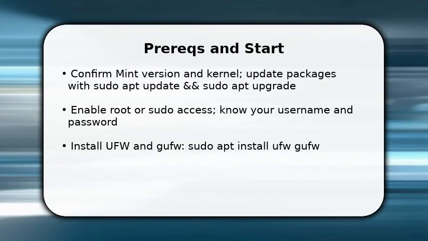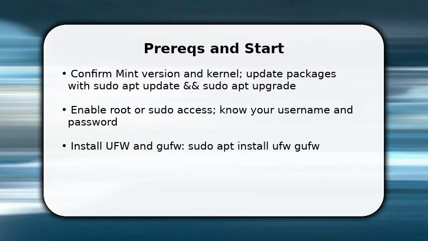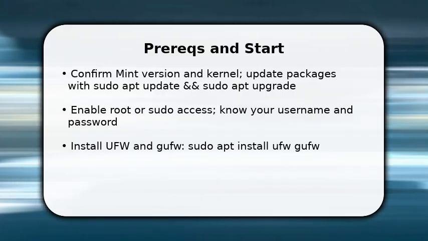Next, install the Uncomplicated Firewall and its GUI with sudo apt install ufw gufw. This gives you both command line control and a visual tool. Doing this first prevents version mismatches and lets you follow both terminal and GUI steps seamlessly.